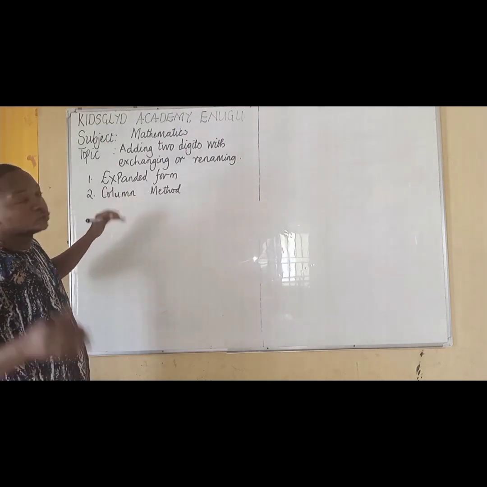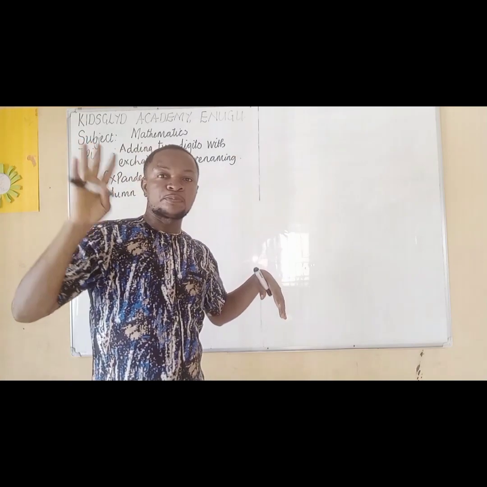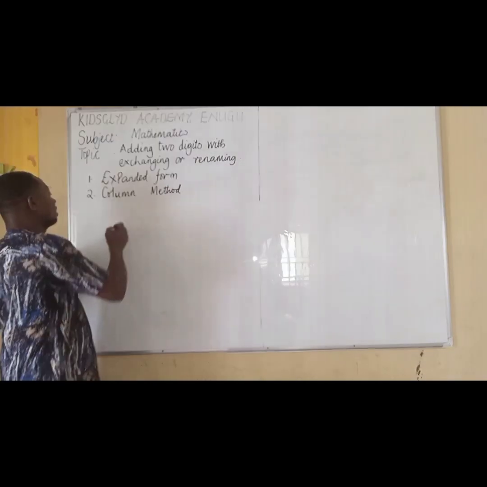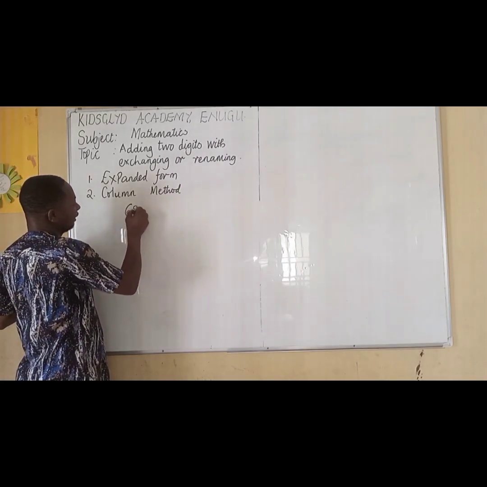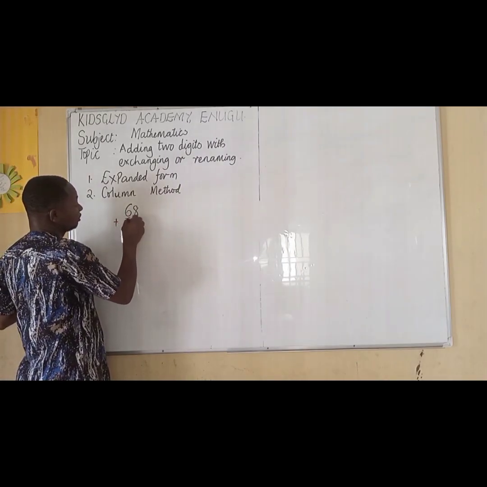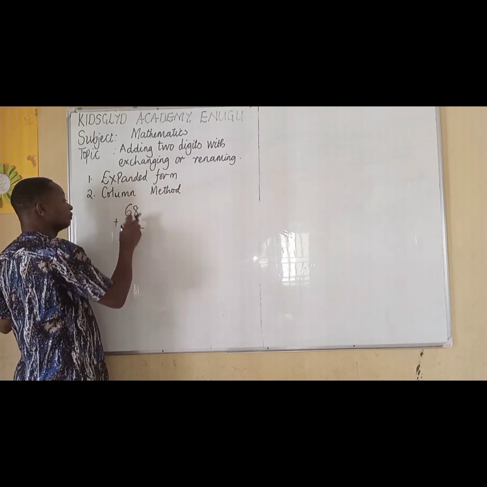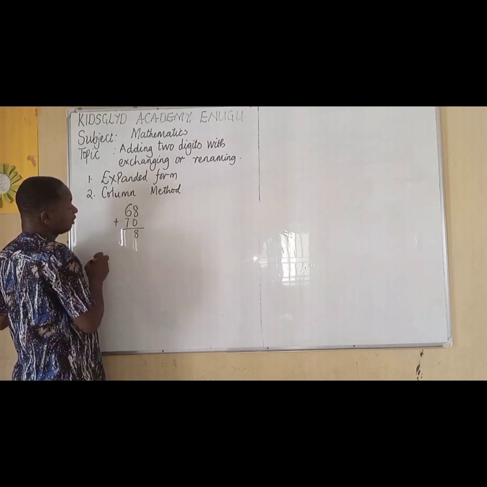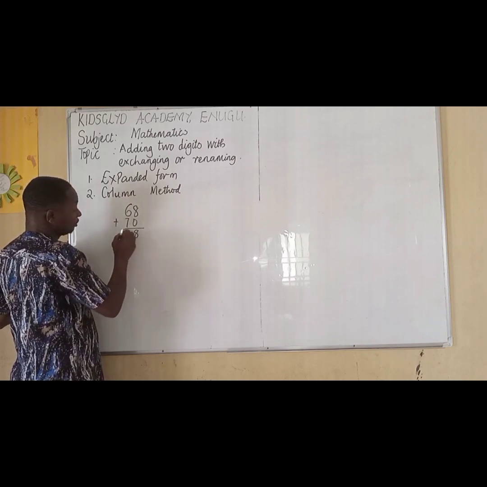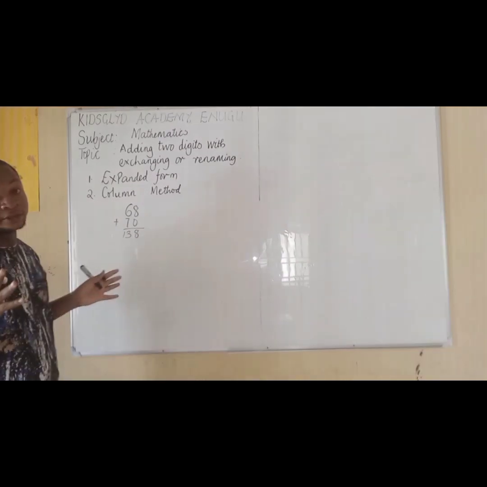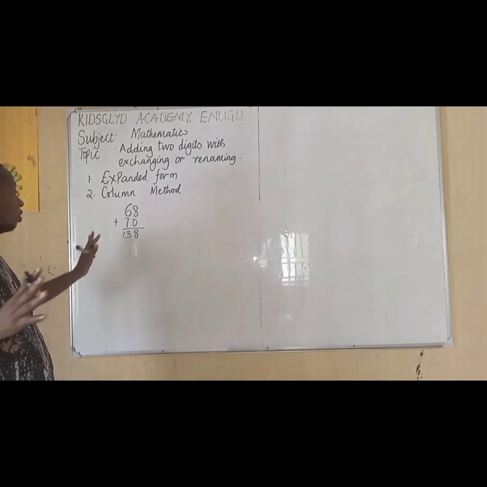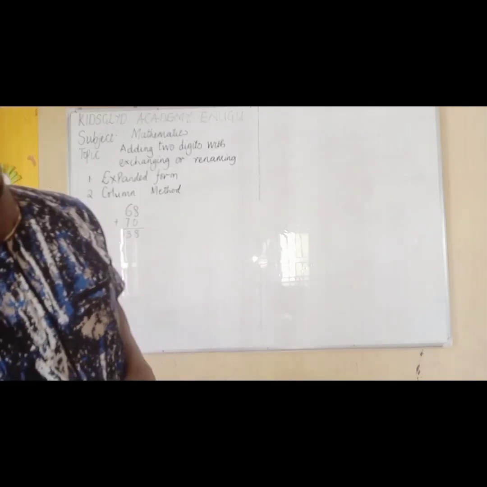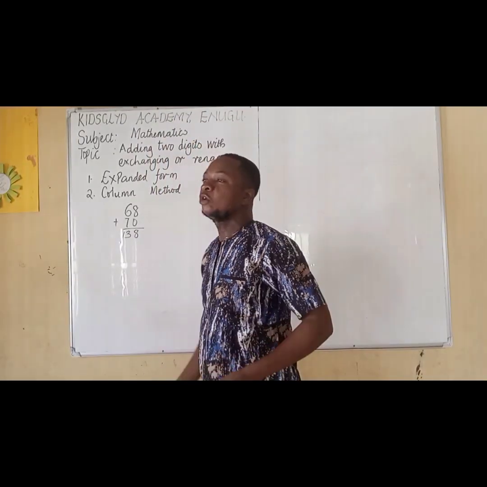That means we will use 2 particular methods, the expanded form and the column method. For example, if I give you 68 plus 70, what is the answer? You will know that 8 plus 0 is 8. Then 6 plus 7 is what? 13. You have a 1 at 38. Fine, no problem. You are correct. All of us are correct here. But if we have a different method of solving this, you will still know that we are correct.